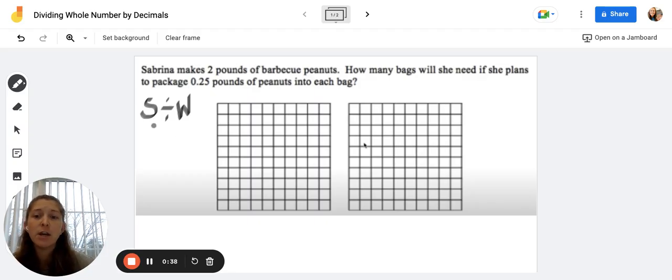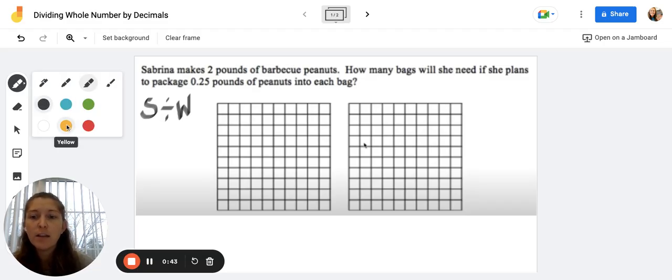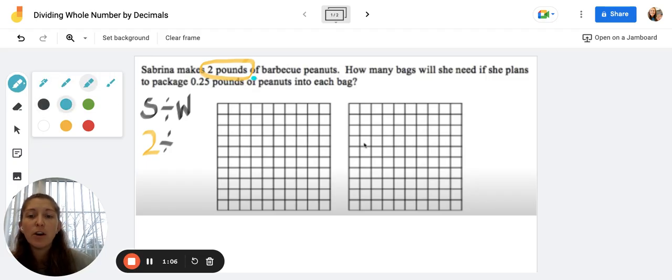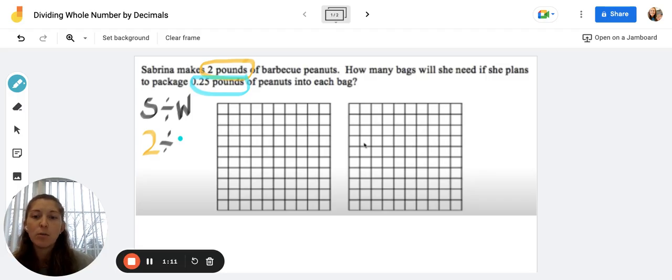The first thing that I need to do is figure out what's being shared and who or where it's going to. So in this problem, when I look, I notice that I have my 2 pounds of barbecue peanuts. And that is going to be what is being shared. I'm sharing the 2 pounds of peanuts. Now, they are being divided into groups of 2,500 pounds to fit into each bag. So the problem that I'm going to be solving here today is 2 divided by 2,500.